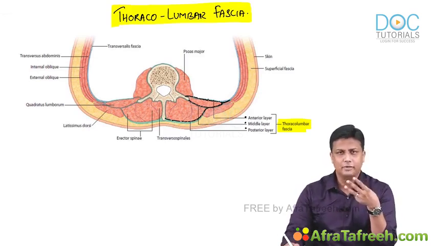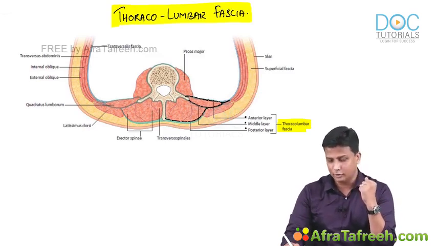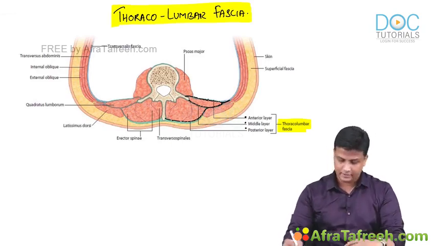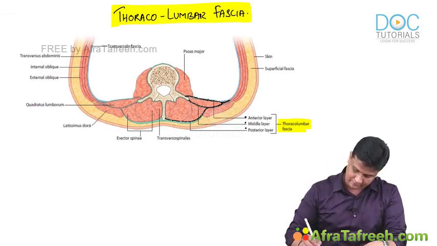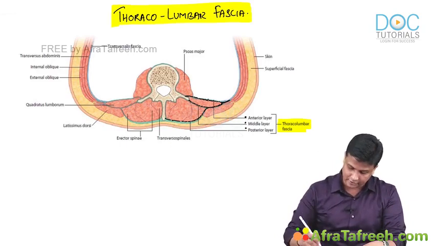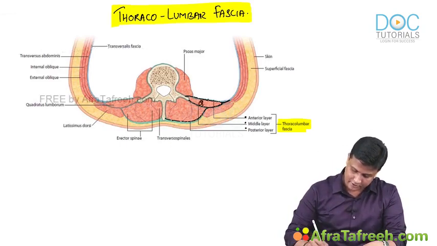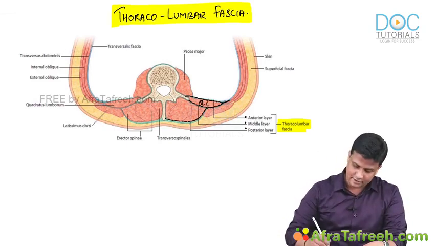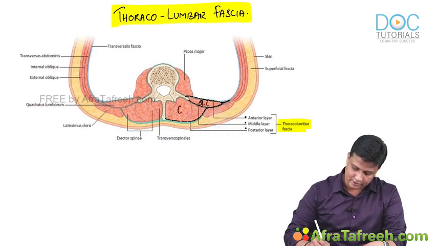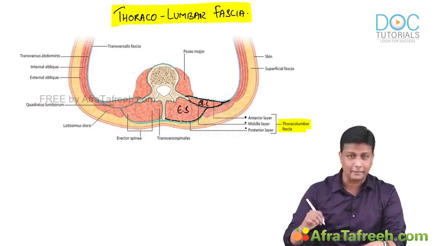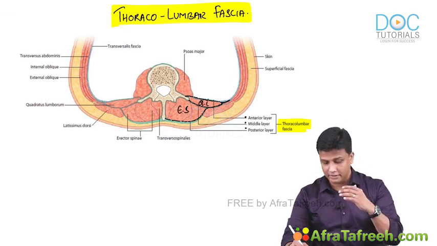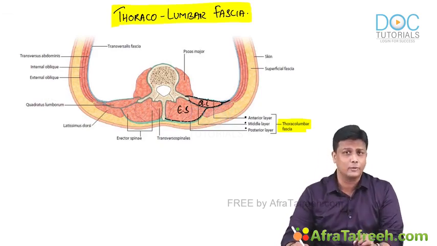Once you are comfortable with these 3 layers, in between them you will be able to appreciate 2 muscles here. The muscle present between the anterior layer and the middle layer is the quadratus lumborum muscle. And the muscle present behind will be the erector spinae muscle, that is the true back muscle, between the middle layer and the posterior layer of thoracolumbar fascia.